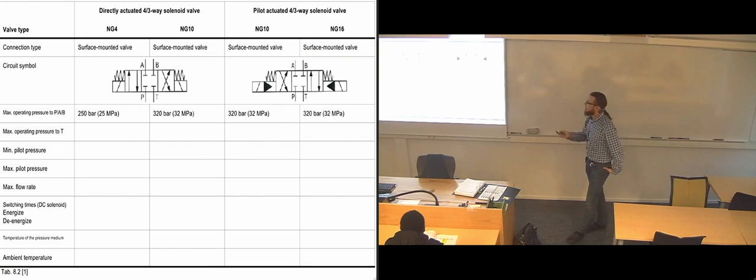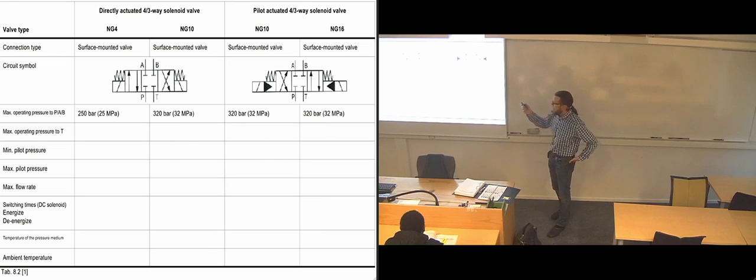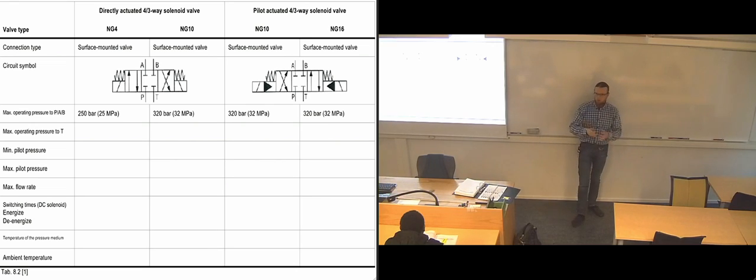So even though it gets larger and larger as we're looking at these different kinds, they don't necessarily handle more pressure, but they can handle more flow. It's a larger valve, so it has a larger cross section, so it can handle more flow through it. So that's usually the point of getting a larger valve, is just to have enough flow being delivered through it.